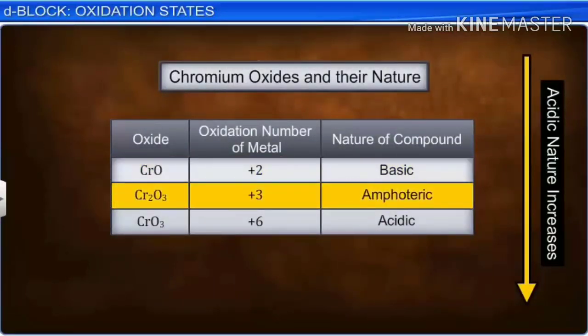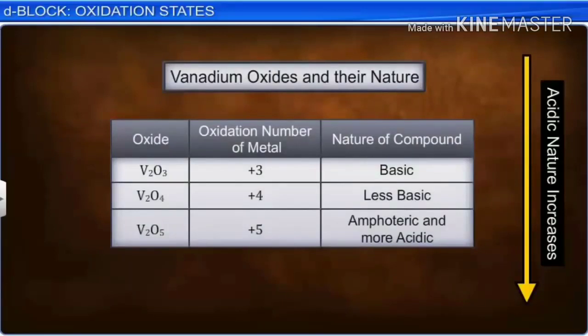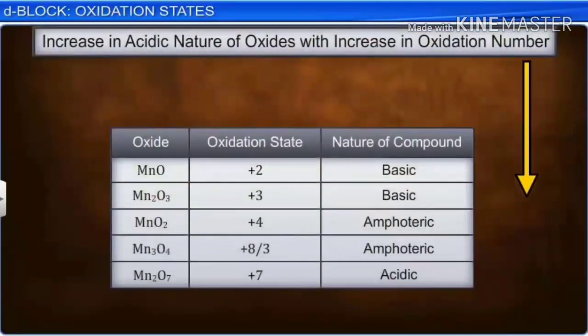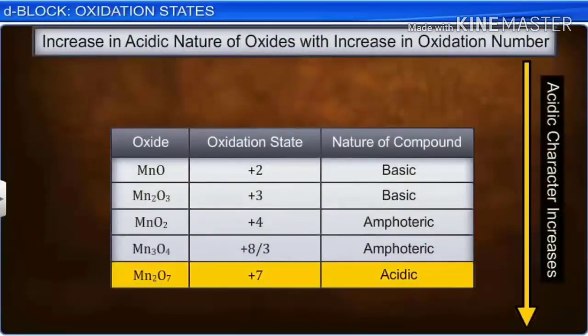A gradual change in nature of the oxides from basic to amphoteric can be clearly seen in vanadium. Vanadium 3 oxide is basic, while vanadium 4 oxide is less basic. On the other hand, vanadium 5 oxide is amphoteric with more acidic properties. Vanadium 5 oxide reacts with alkalis to give orthovanadate ions, and with acids to give dioxovanadium 5 ions. In higher oxides, the acidic character is predominant. Thus, manganese 7 oxide gives permanganic acid, while chromium 6 oxide gives chromic acid and dichromic acid.